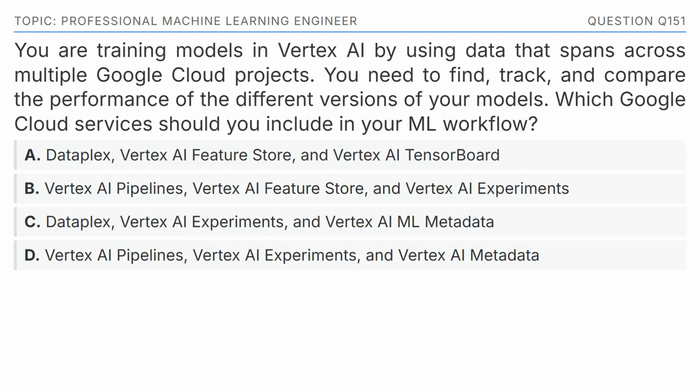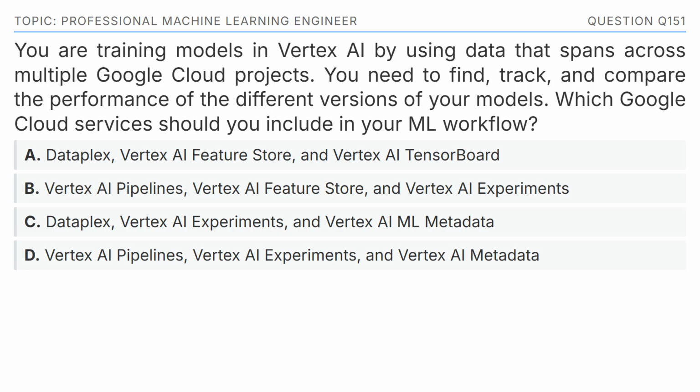You are training models in Vertex AI by using data that spans across multiple Google Cloud projects. You need to find, track, and compare the performance of the different versions of your models. Which Google Cloud services should you include in your ML workflow? The options are Option A, Dataplex, Vertex AI Feature Store, and Vertex AI TensorBoard.